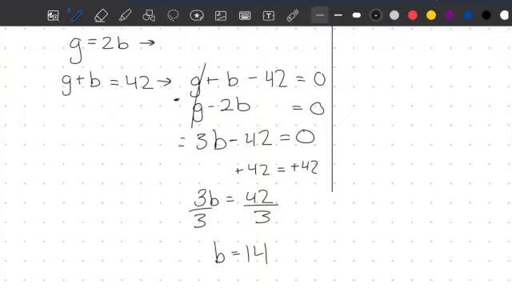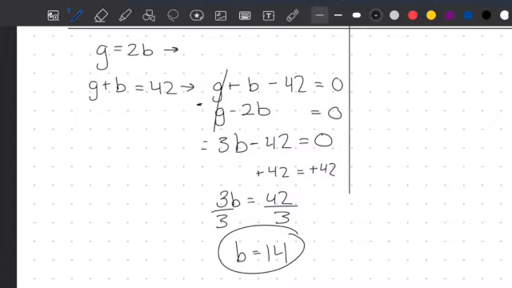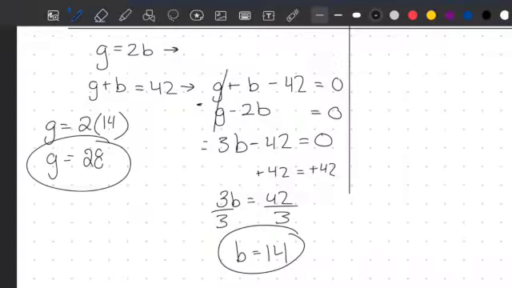14. Okay, so B equals 14. So there are 14 boys in this class. Now I'm going to plug the B back into one of my original formulas to solve for girls. It does not matter which one you choose. I'm going to put it into this first one here. So G equals 2 times 14. So 2 times 14 is 28. There are 28 girls in the class.